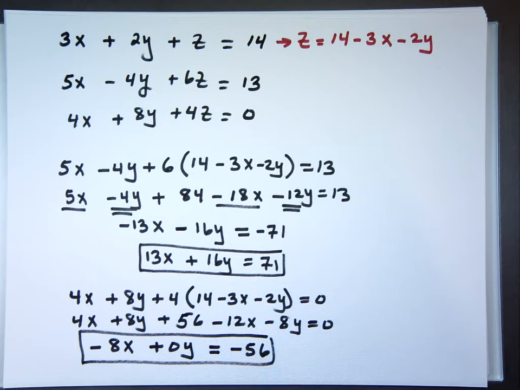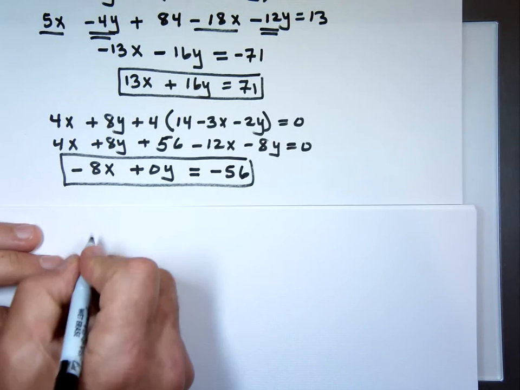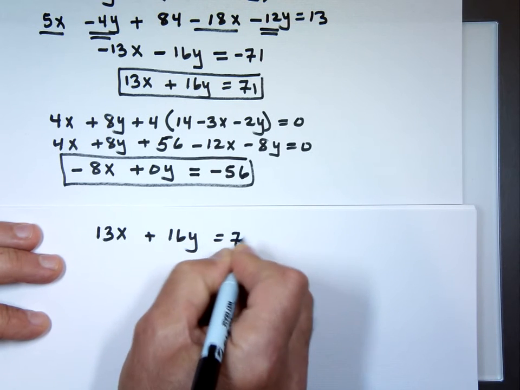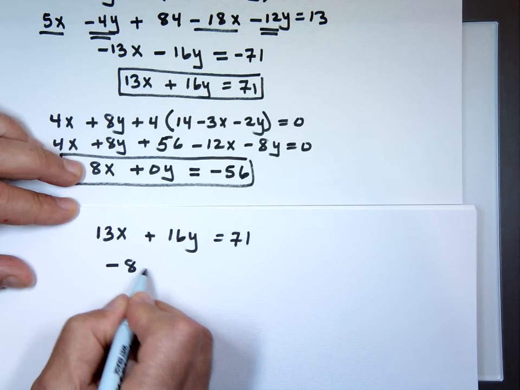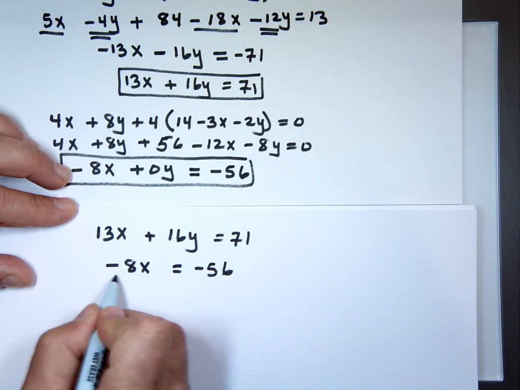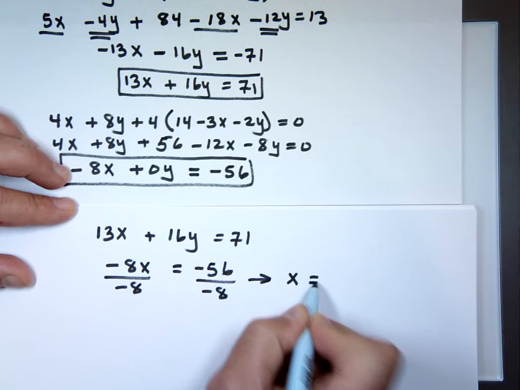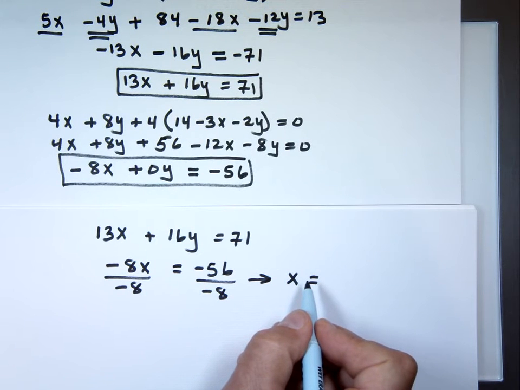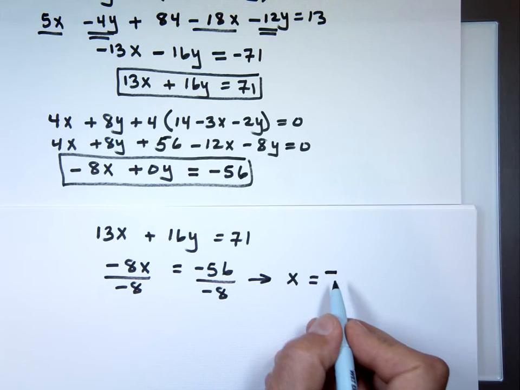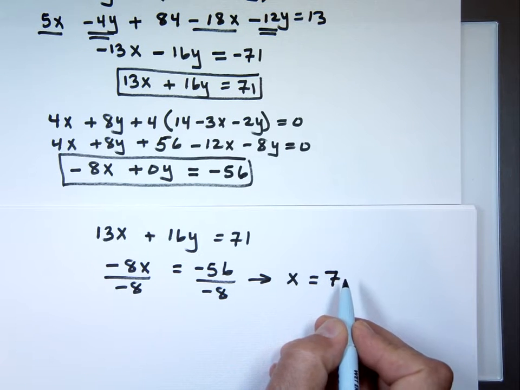I lucked out here, because when you write these two equations now, and the other one, I don't even have to write the 0y. You have negative 8x equals negative 56. Can you solve for x? You divide by negative 8. X equals what? 56 divided by 8, is that 7? If it's 7, I'm in trouble there. I didn't plan it that way. I must have screwed it up there.